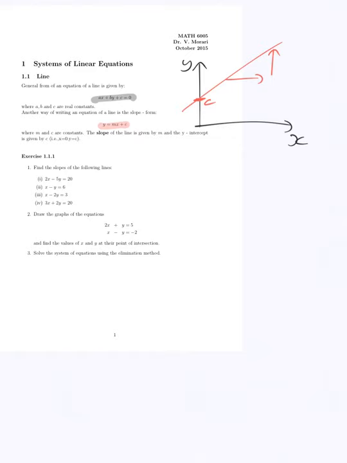So the first thing you're asked to do here is find the slopes of those lines. I'll do one for you, and I'll leave the others up to you. The first one is 2x minus 5y equals 20.